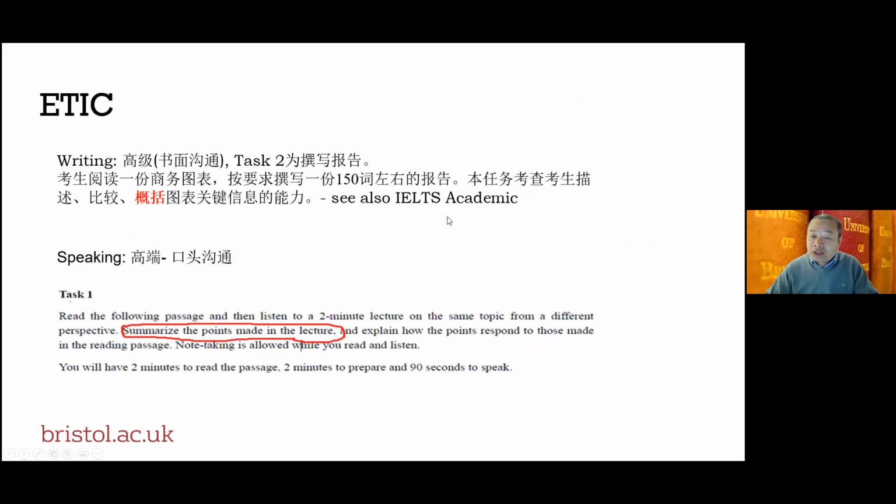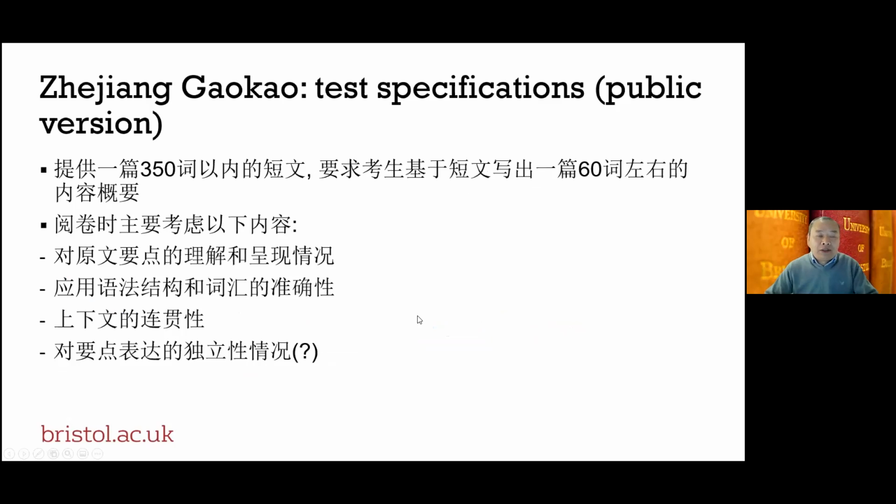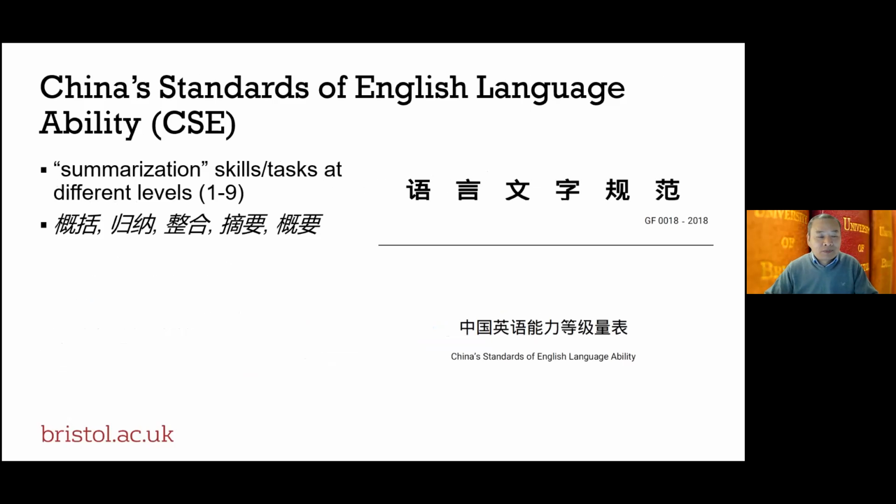And also in the ETIC test, in writing, very similar to the IELTS academic writing task 1, and in speaking, as I said earlier, like what happened in the negotiation. And in Zhejiang province in China, where I'm from, they also use summary writing in alternative years, maybe, to assess the students' writing ability. So 350 words to be summarized into 60. For those who can read Chinese, you can read it. But the essence is that 300 words to be summarized into 60 words.